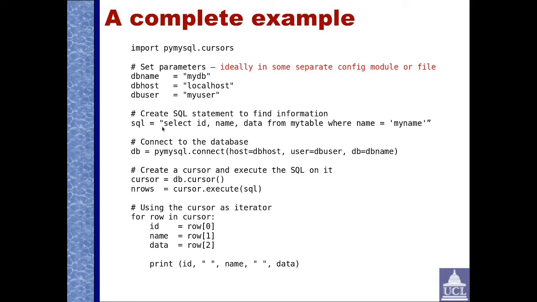Now we're creating an SQL statement, selecting the ID, the name, the data from a table where the name equals something or other. Now we create a connection to the database using the PyMySQL.connect. We're passing it the host name, the username, and the database name. We now create a cursor and we execute the SQL on it. Now, once we've done that, the cursor can now be used as an iterator, so we can now iterate through the results. And we can just say ID equals row 0, name row 1, data row 2, and print the information.